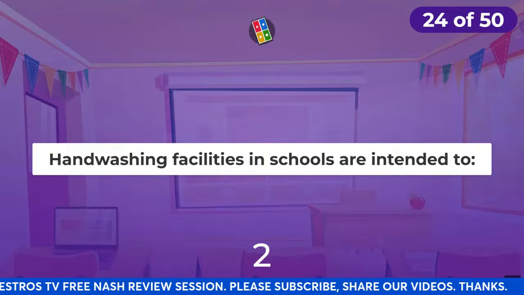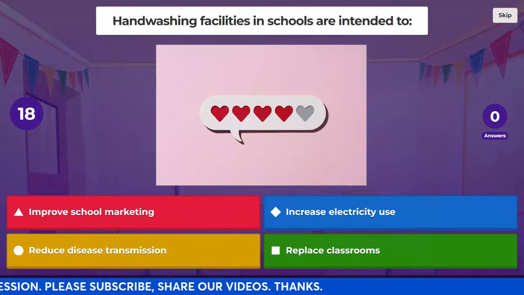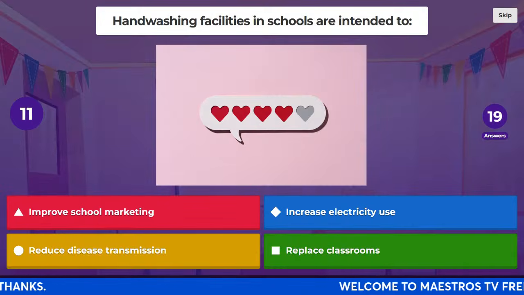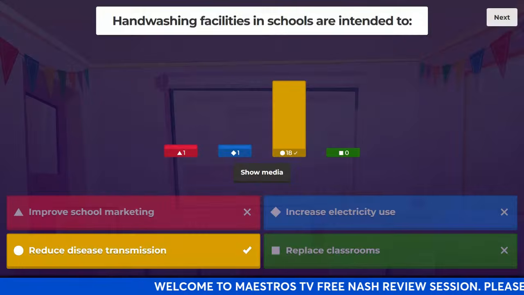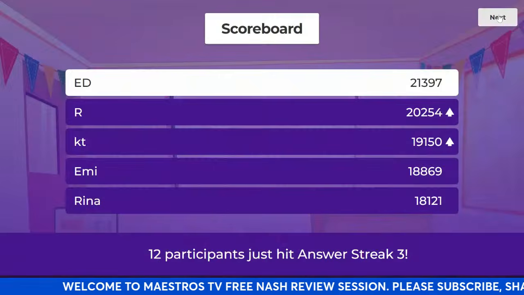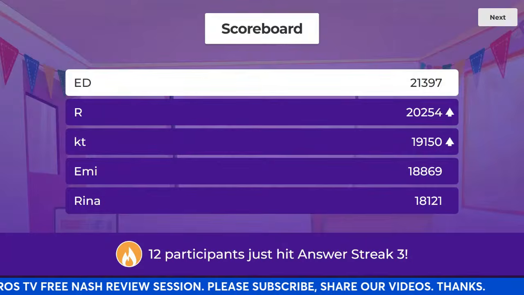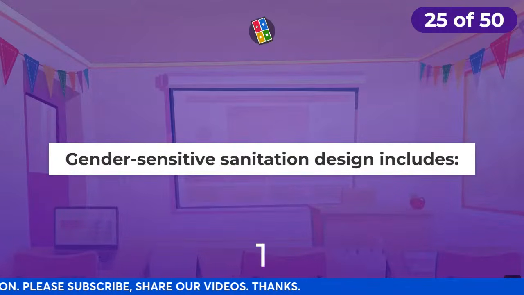Handwashing facilities in schools are intended to reduce disease transmission. Emmy, Katie, R, and Rina. Gender sensitive sanitation design.